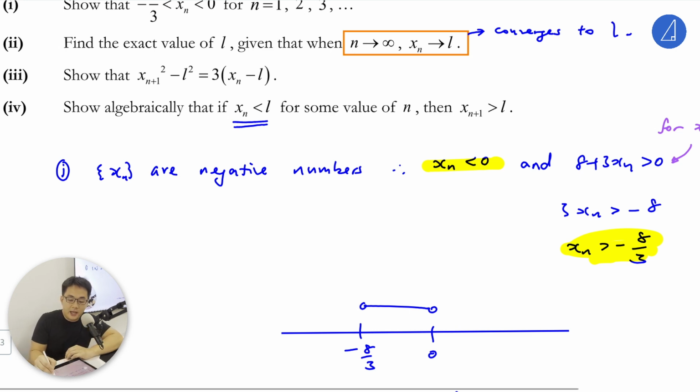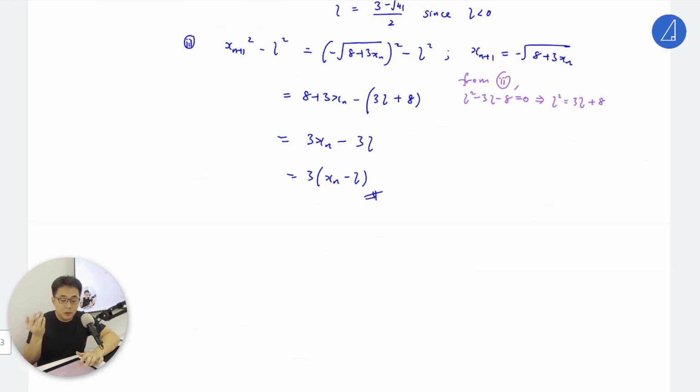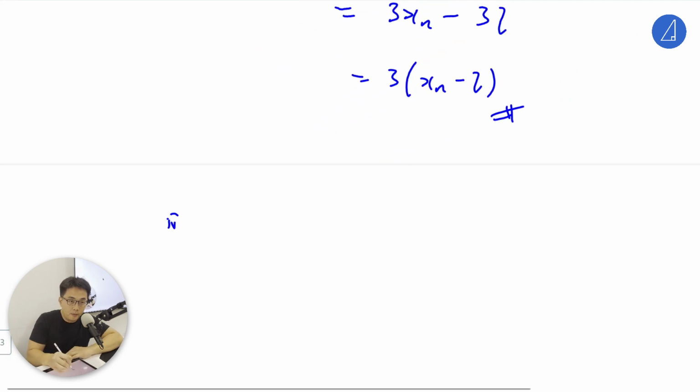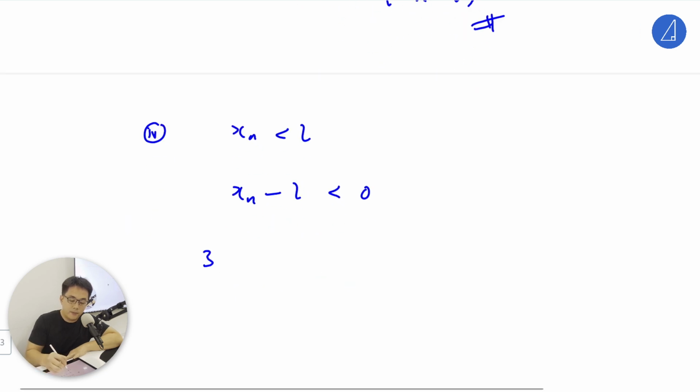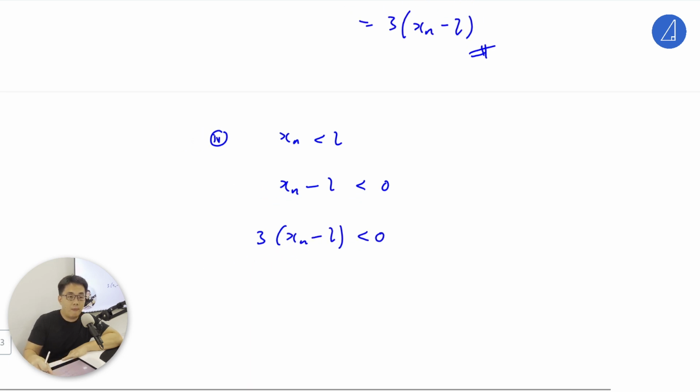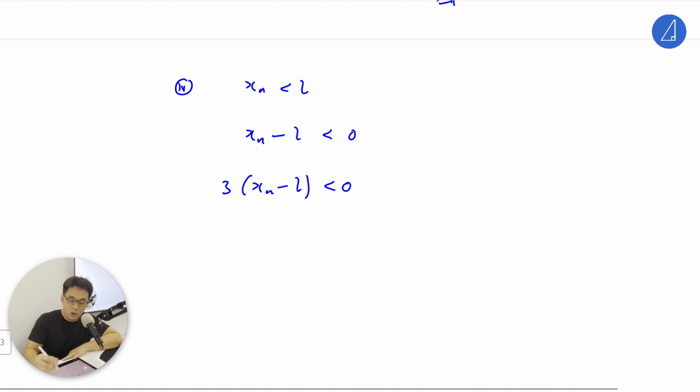So show algebraically, it's always the same trick. For some value of n, then xn plus 1 is bigger. It's the same thing as the question that we did just now, part 4. So xn given that less than L for some value of n, so xn minus L is less than 0. So you can obviously multiply by positive 3 on both sides. Then you just sub. Then you know that from part 3, 3 times xn minus L is equals to xn plus 1 square minus L square.